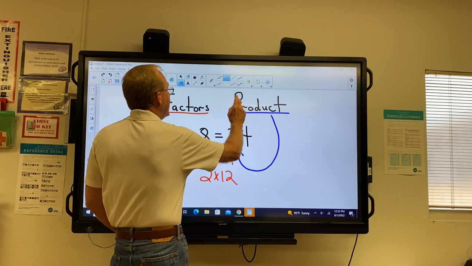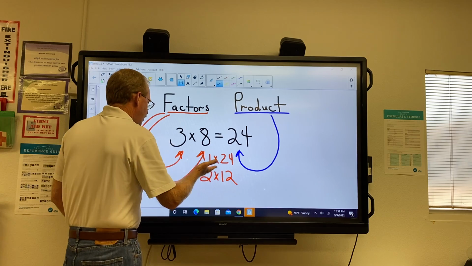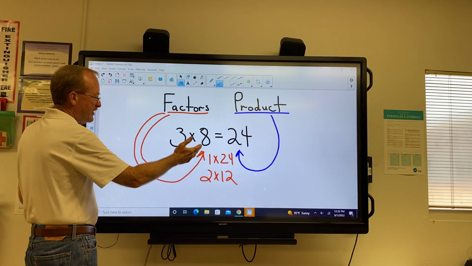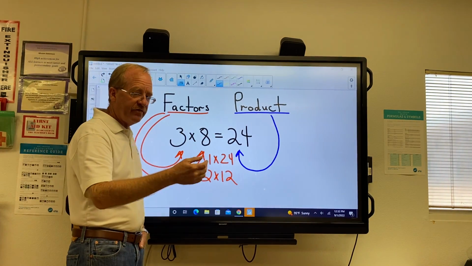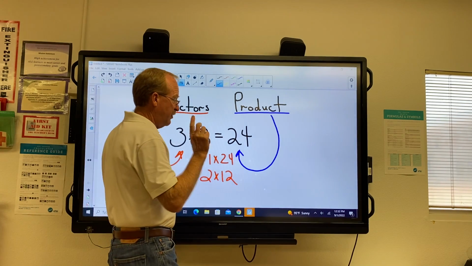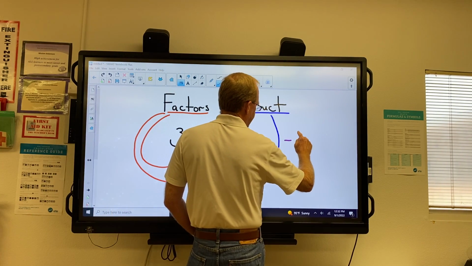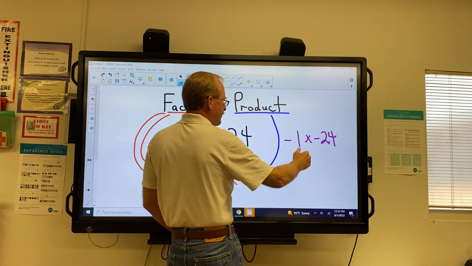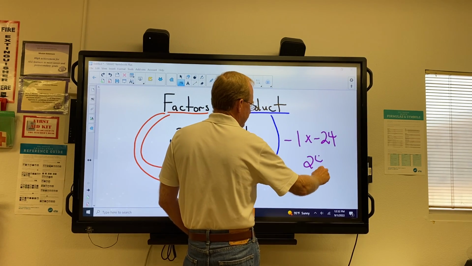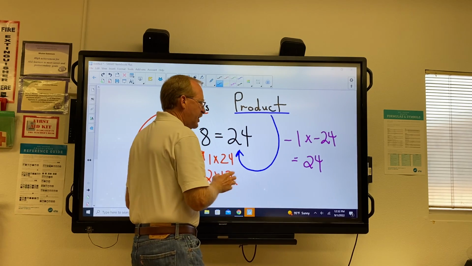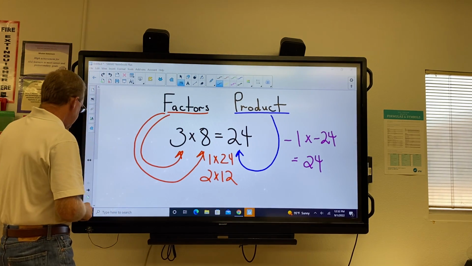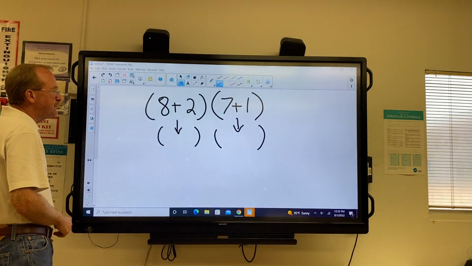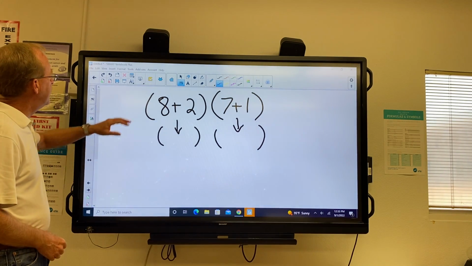You could even go negative, and don't forget that. A negative times a negative is going to give you a positive, and that's important to remember when you're working in algebra. So for example, negative 1 times negative 24 will give you positive 24, because a negative times a negative is a positive. So let's do a little multiplication here, and here's our setup.